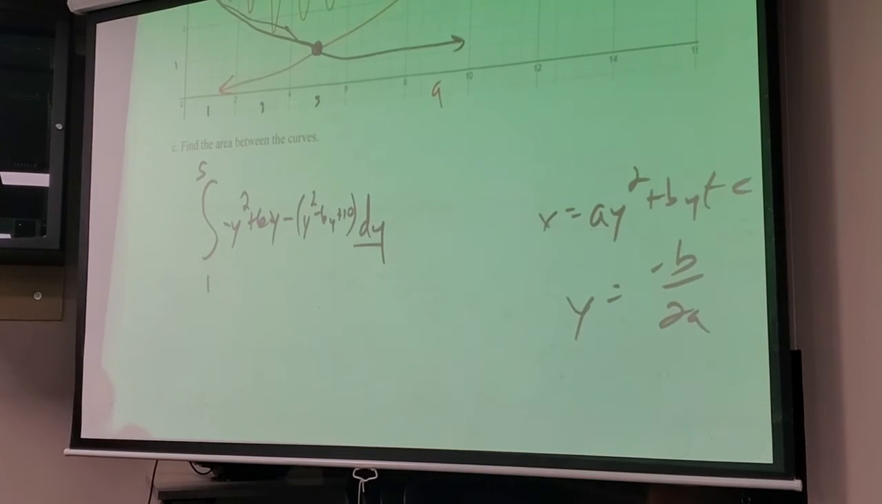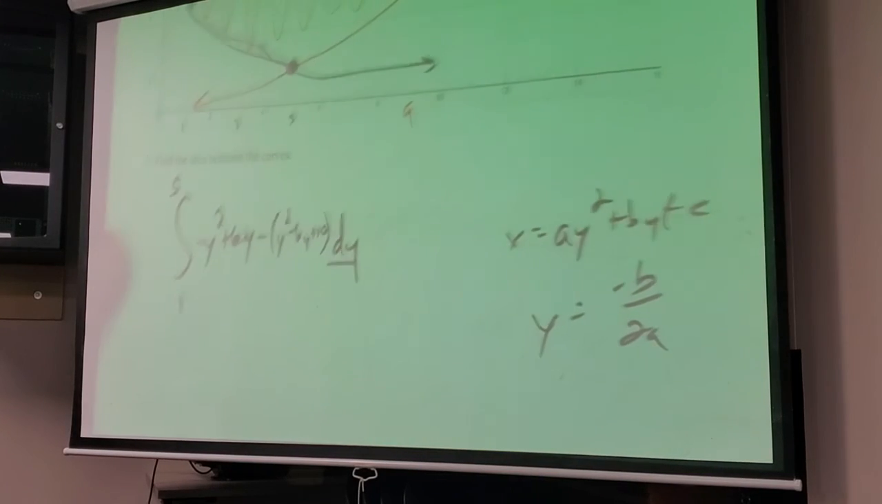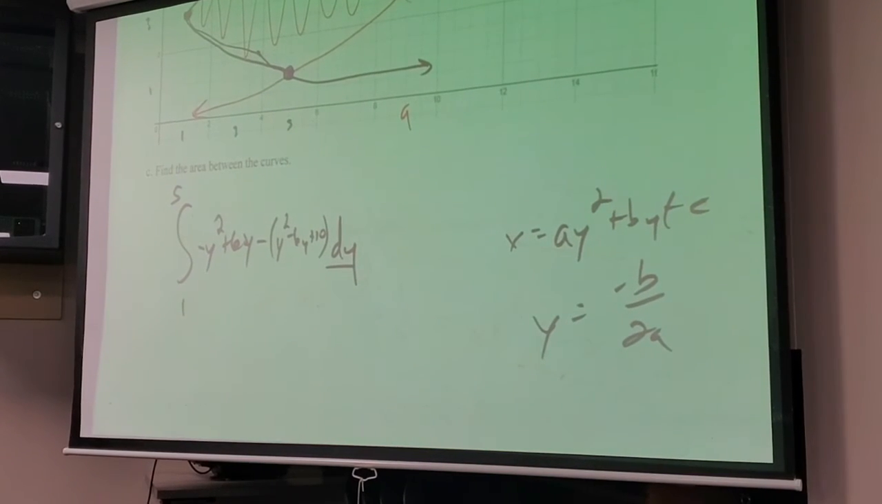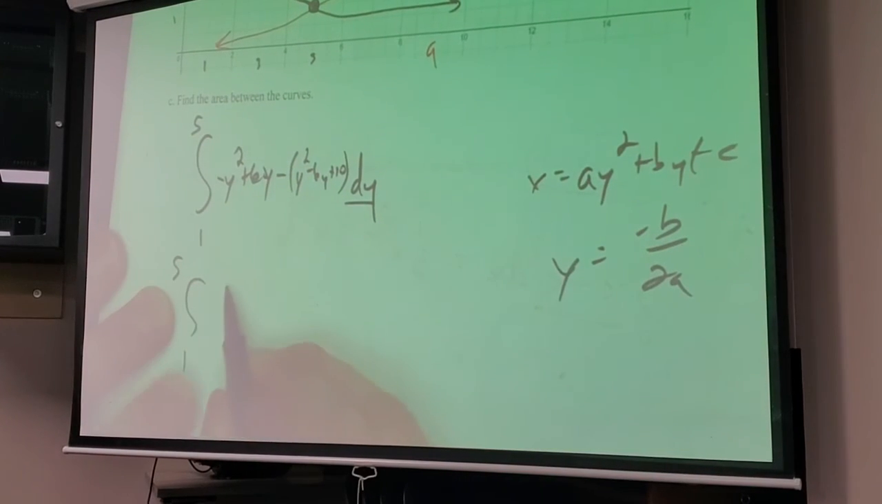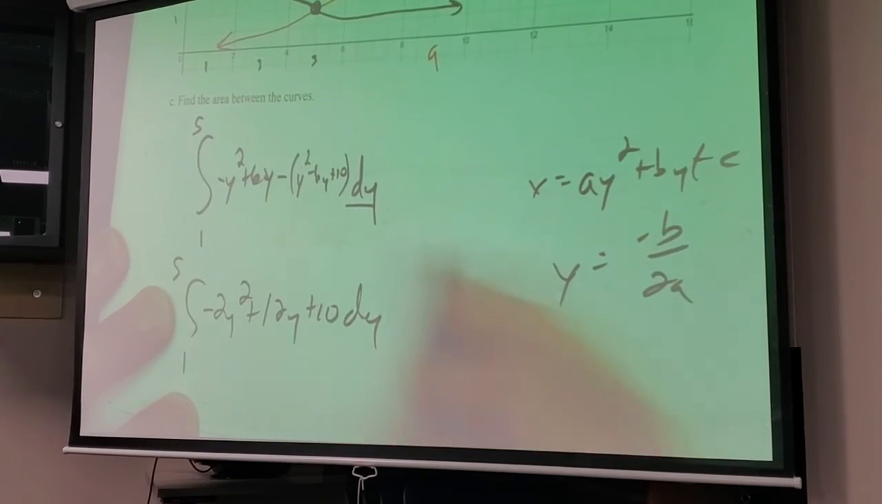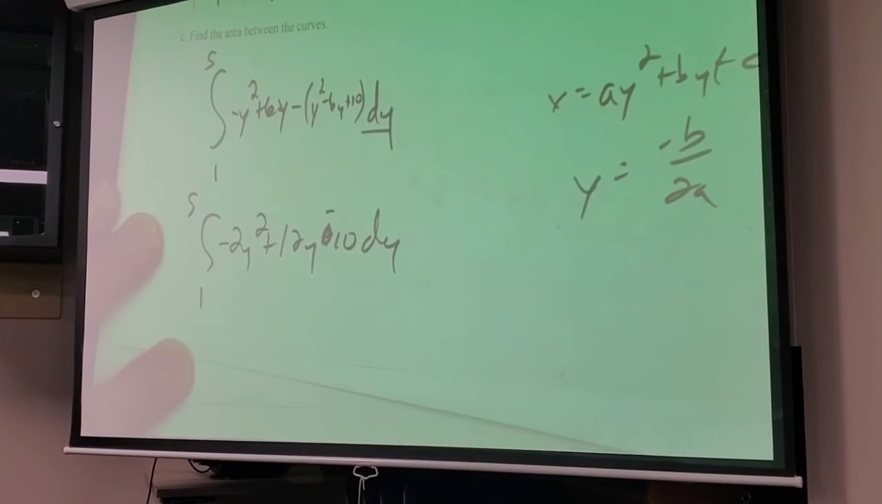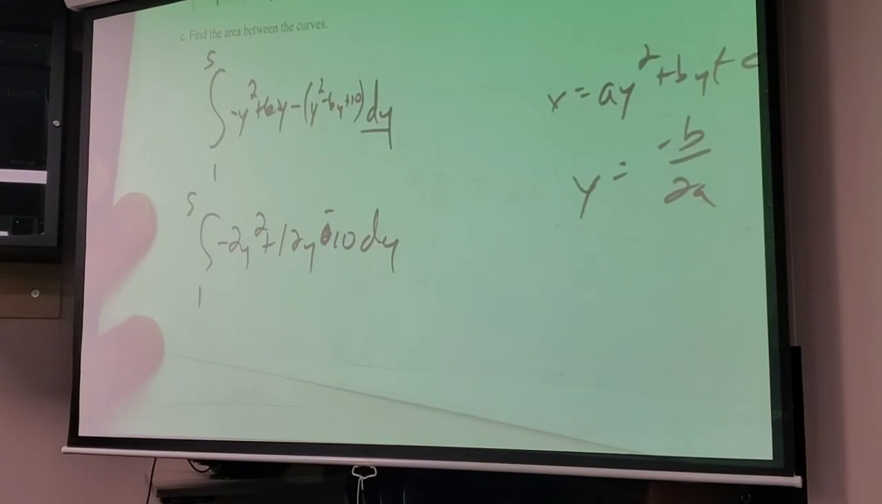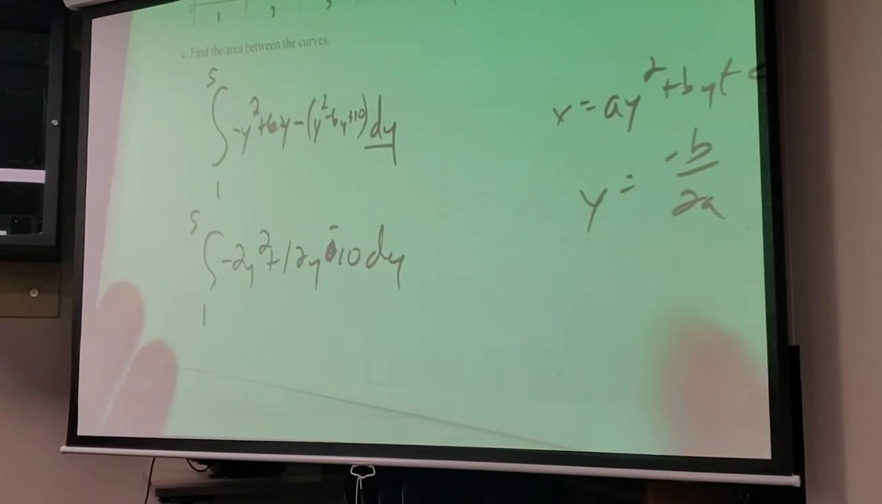Let me think. What was the other thing I wanted to do? Let's see. What is this? 1 to 5, negative 2y squared, plus 12y, minus 10. And then, yeah, now it's easy, right? Yeah, you can put these together, of course.